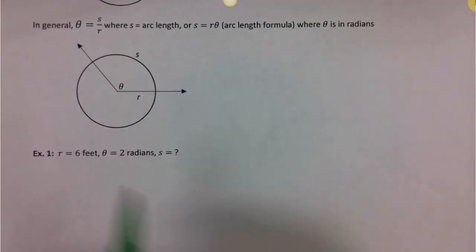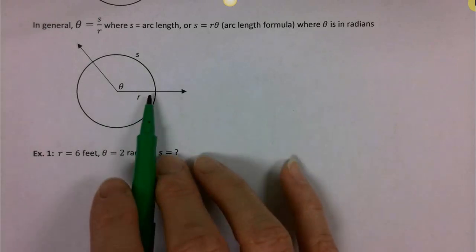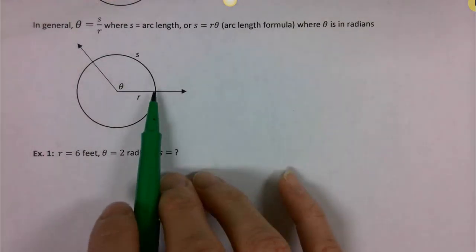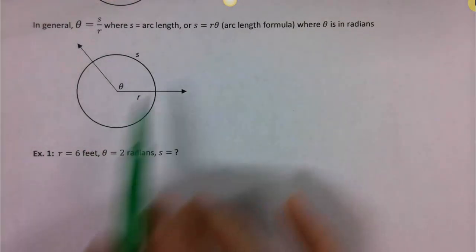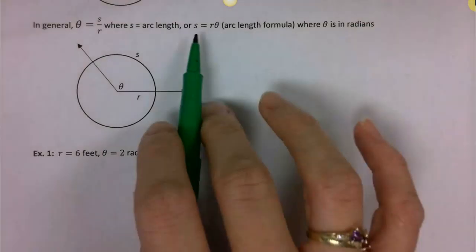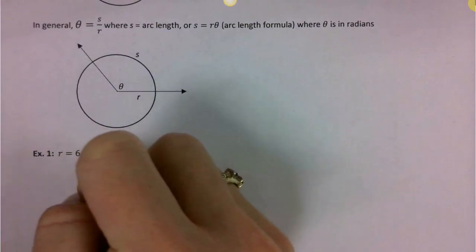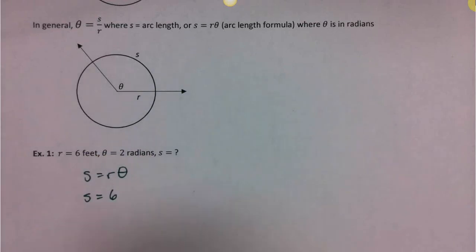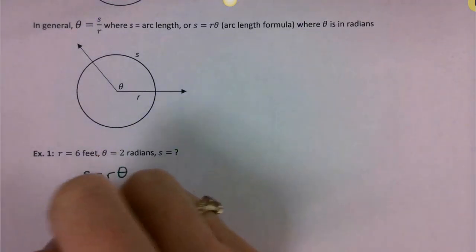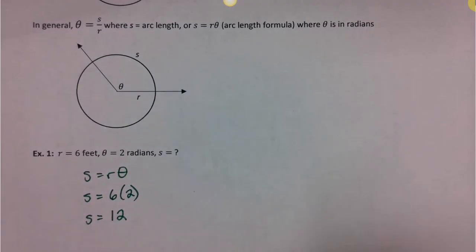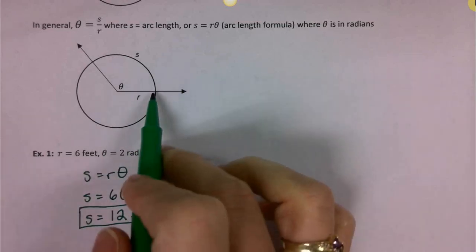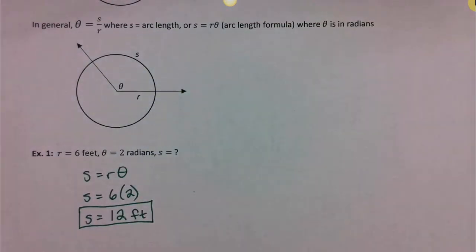So specifically, if we're told that the radius of the circle is 6 feet and this angle theta is 2 radians, we want to find this arc length along the outside of the circle. So to do that, we're just using this formula, s equals r times theta, which means we just need to multiply. r is 6 and theta is 2, which gives us 12. And because the radius of the circle was in feet, the arc length is also going to be in feet. So that tells us that this distance along the outside of the circle would be 12 feet.